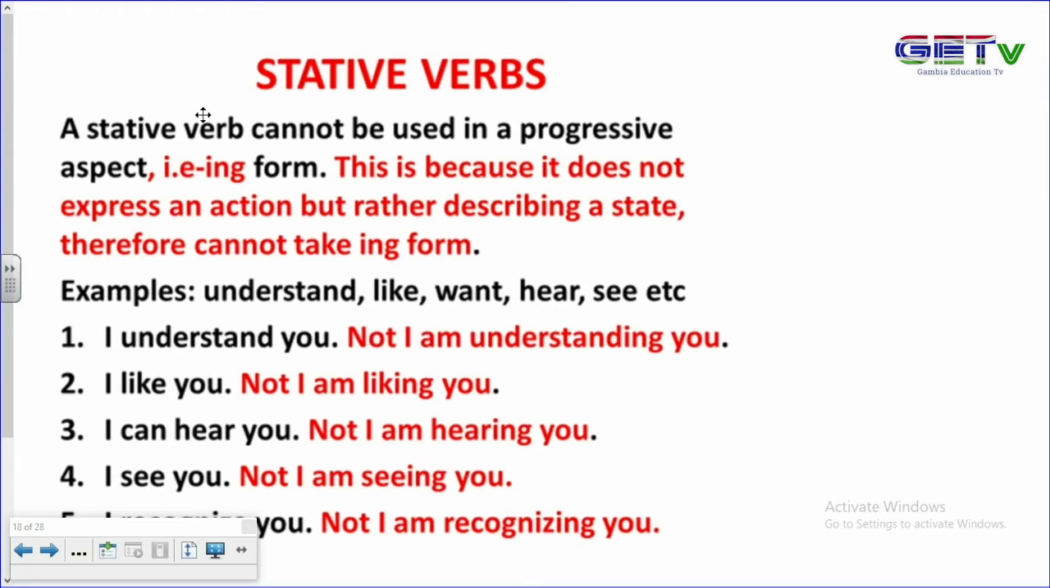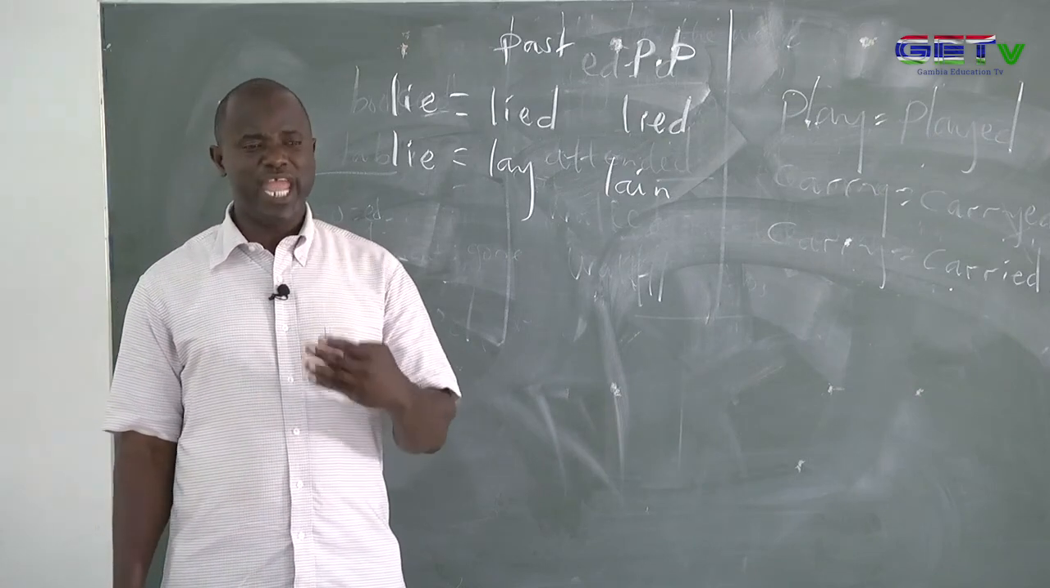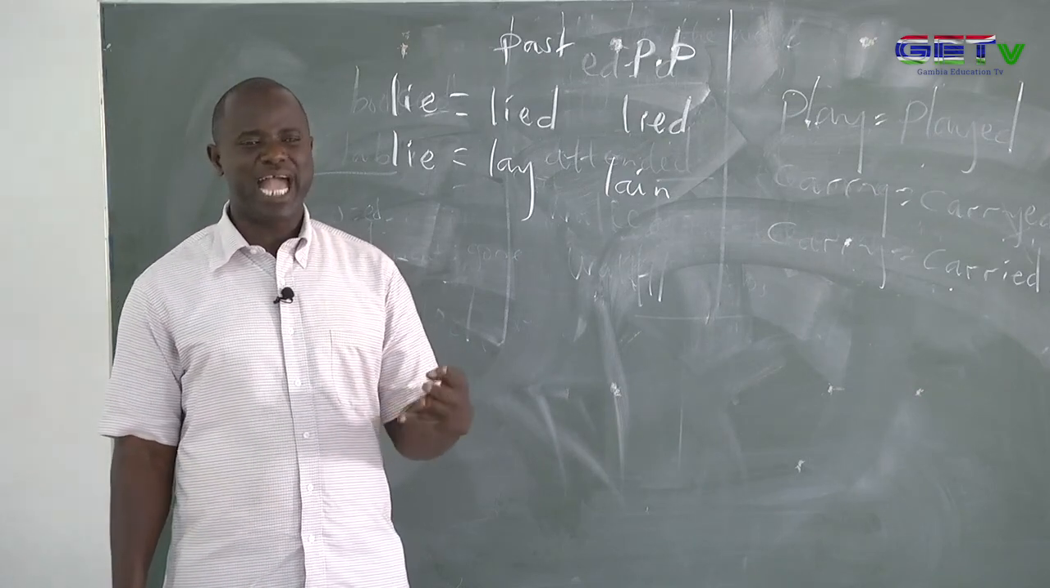The stative verbs cannot be used in a progressive aspect. That is, they cannot take ing. Not every verb takes ing. This is because it does not express an action, but rather describes a state. So if a verb does not express an action, that verb cannot take ing.